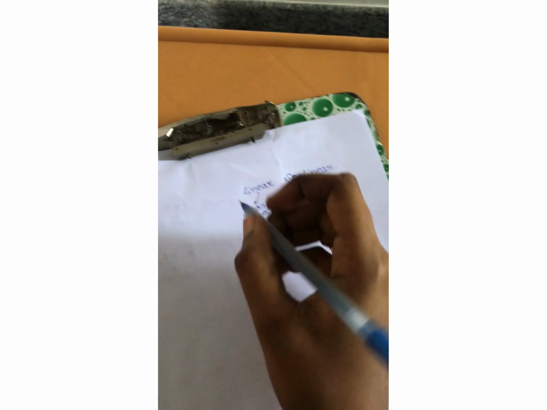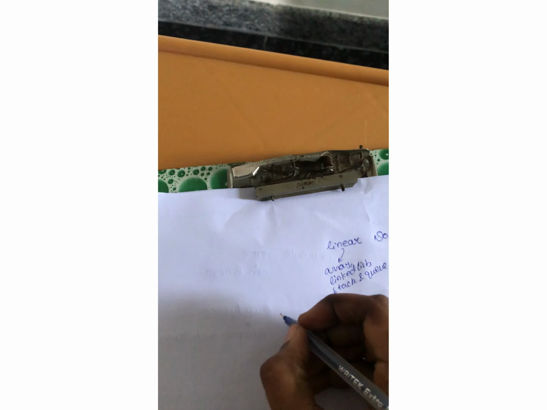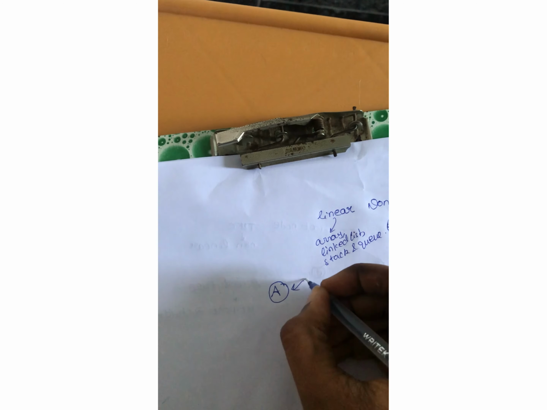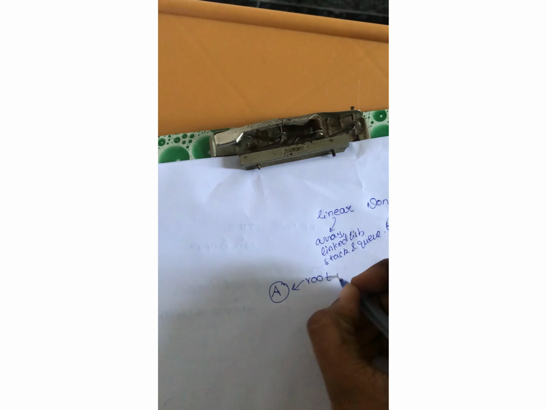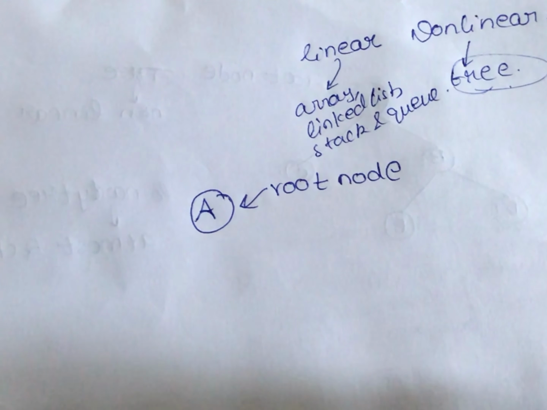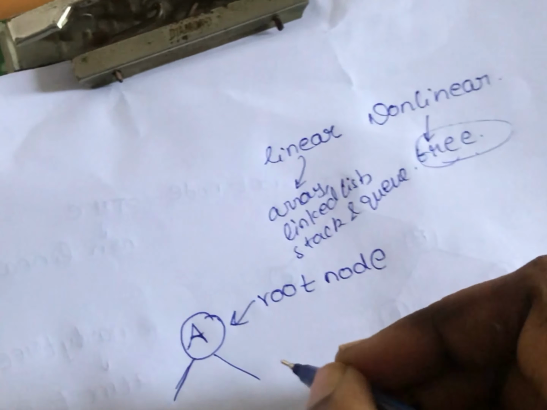class called binary tree. Binary tree is a data structure in which a node has at most two children. So the first starting node is called the root node. And it can have at most two children since we are dealing with a binary tree.